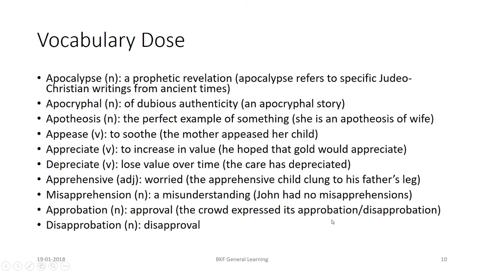Now some more important words. First is apocalypse. It's a noun, it means a prophetic revelation. Apocalypse refers to specific Judeo-Christian writings from ancient times. Apocryphal, adjective, it means of dubious authenticity, an apocryphal story. Now, apotheosis, it's a noun, the perfect example of something. She is an apotheosis of a wife.